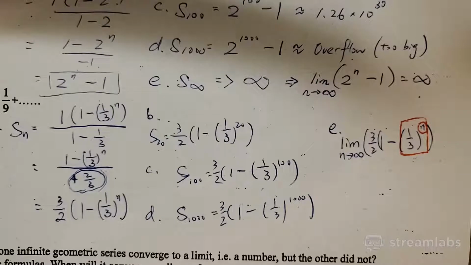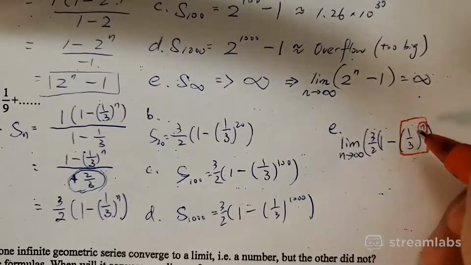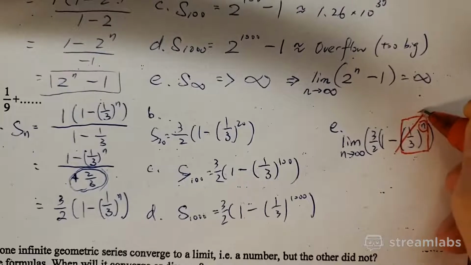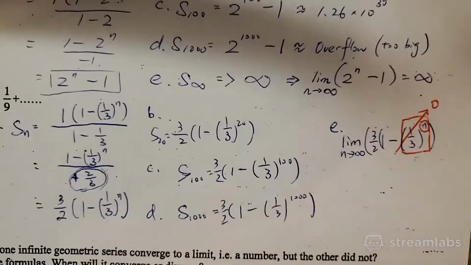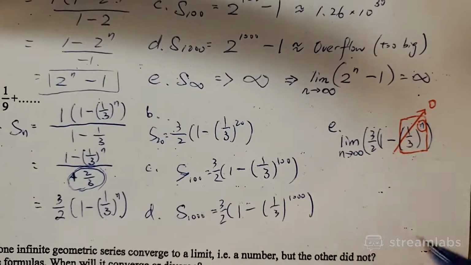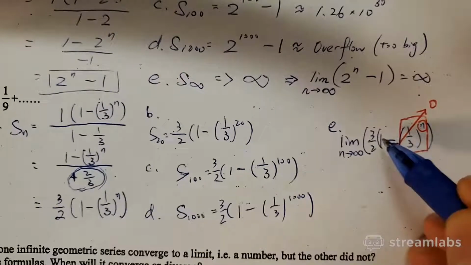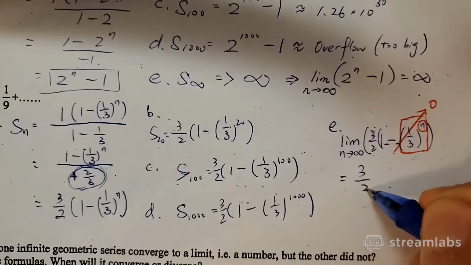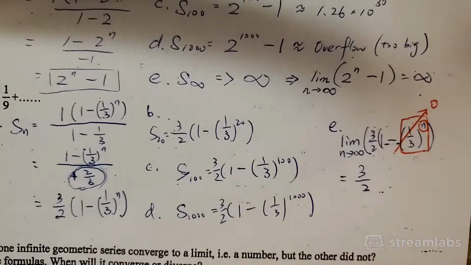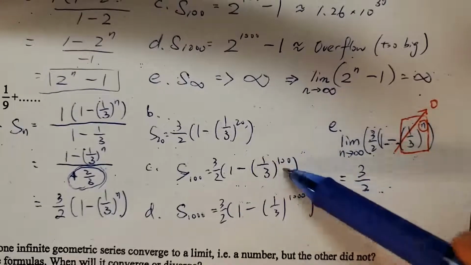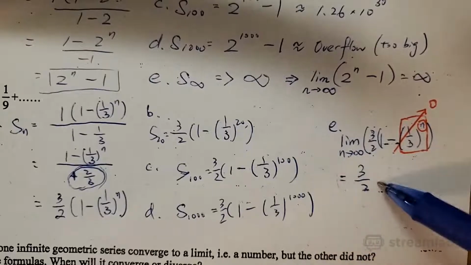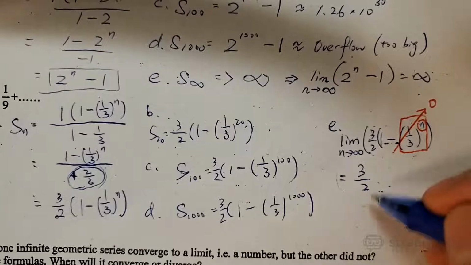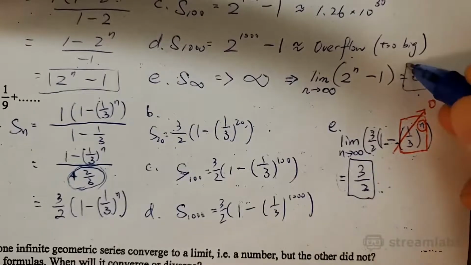Approaches 0, Sani said. And Sally. So this part should go to 0, right? So you can treat this as 0. So what do I have left? I have 3/2 times 1 minus 0, which is 3/2. So if you plug these into a calculator, they should be very, very close to 3/2 and getting closer.